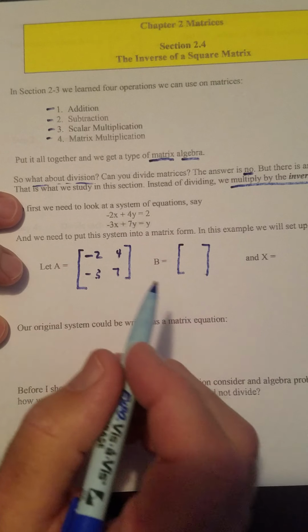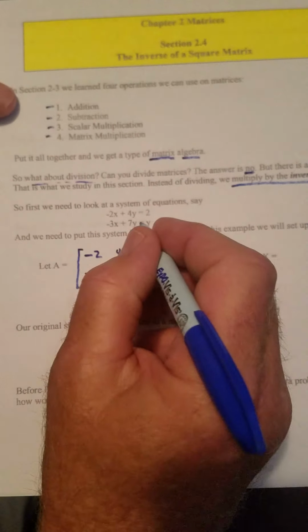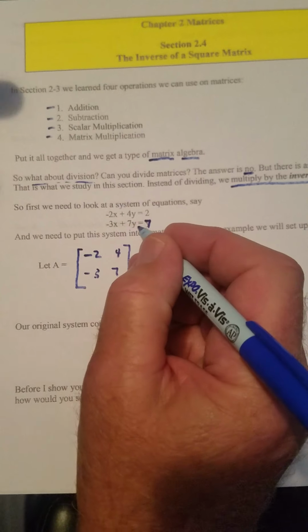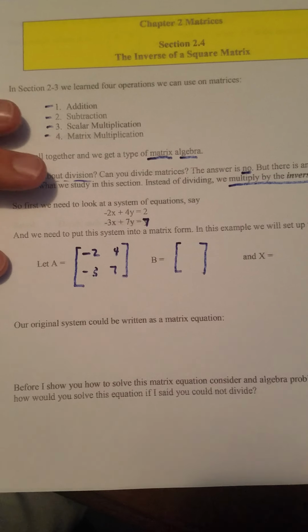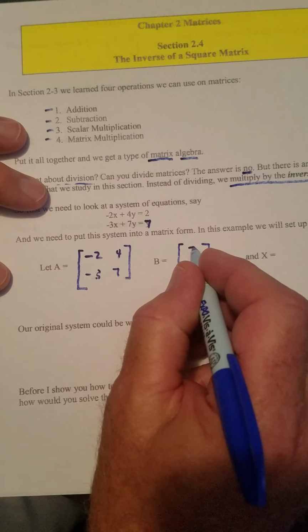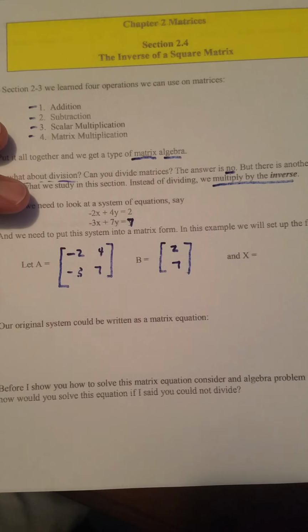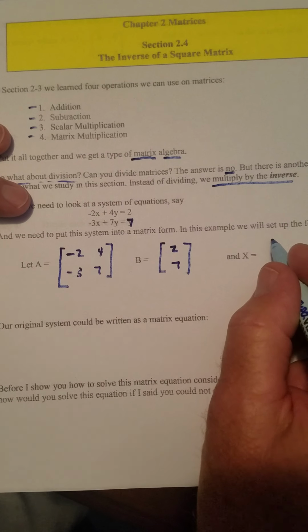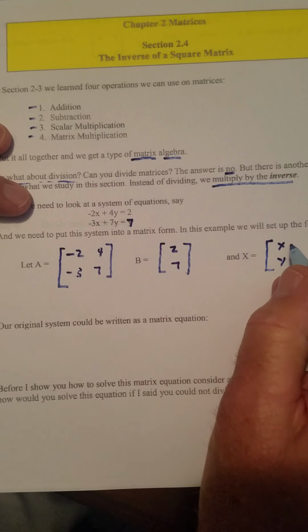B are the numbers and the answers. That's the two numbers over here, and I've got something wrong. This should have been a 7 here. That's the same as in the book. So here I'm going to put a 2 and a 7 for B. And then matrix X is your variables. In this case, I've got X and I've got Y.